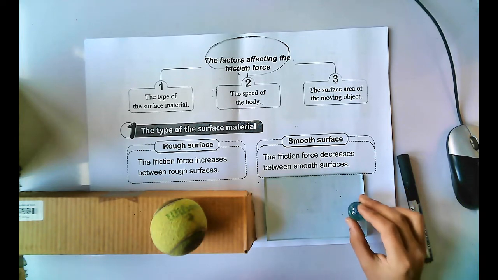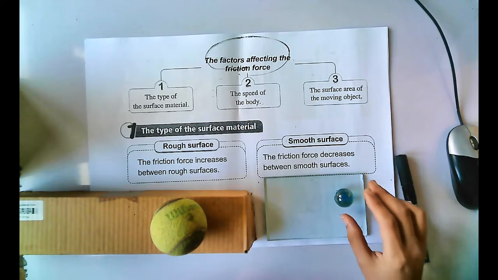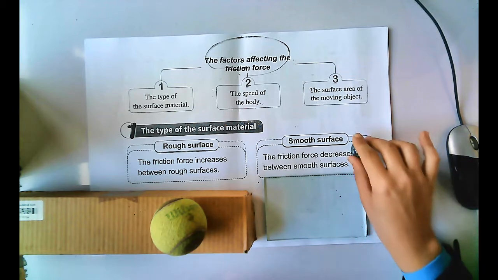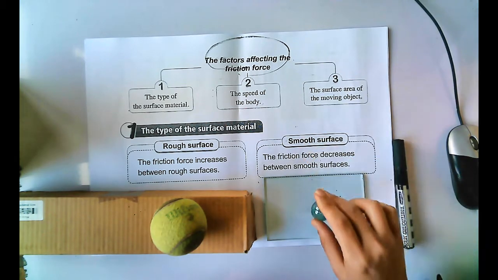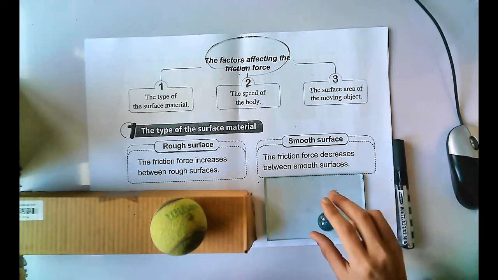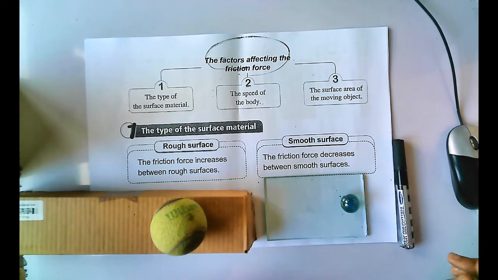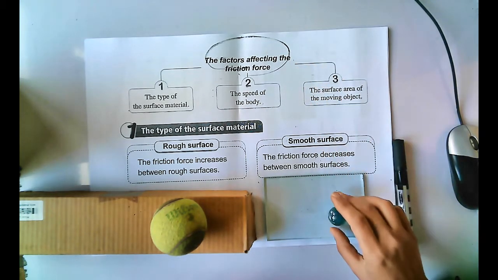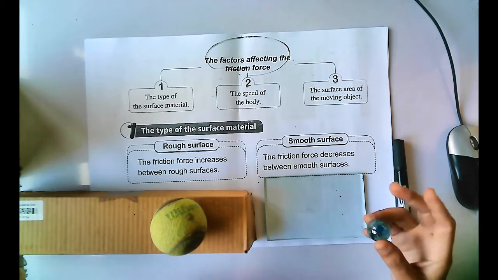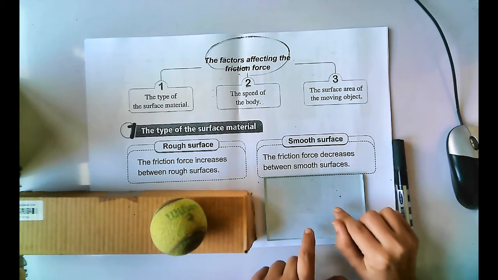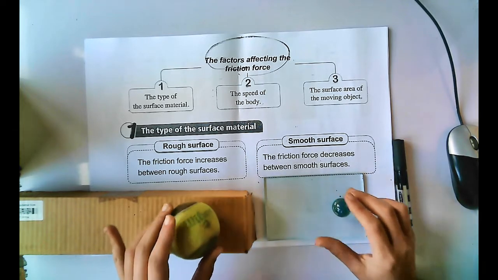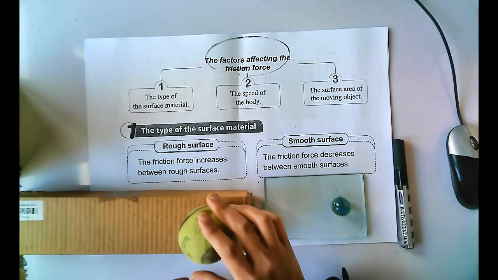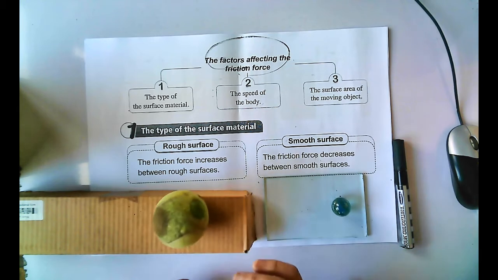But for the smooth surface, here I try to stop it, and it is moving by itself because it is a smooth surface. So the friction force decreases. As you see here, it's moving according to the smooth surface because the friction force is decreased. In the smooth surface, the friction decreased. But in the rough surface, the friction force increases. So the ball will move for a while, then stop.